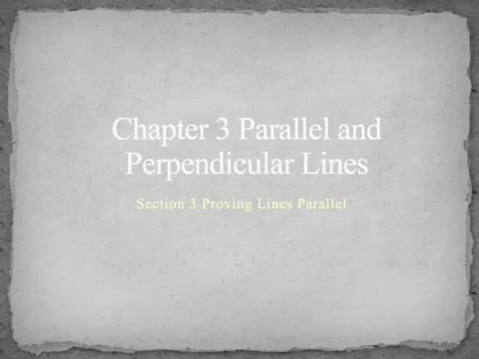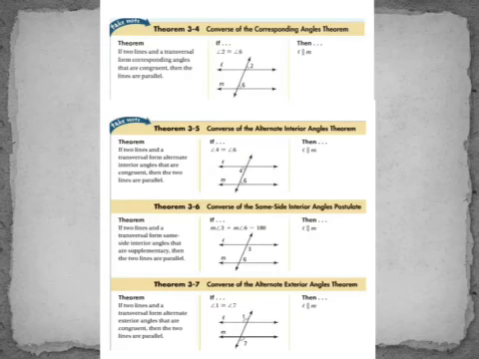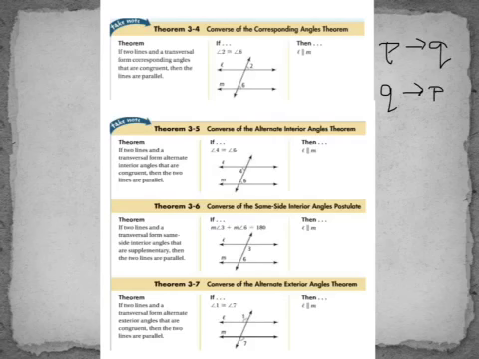Chapter 3, Section 3, Proving Lines Parallel. So here are a few theorems. Now these are all converses, meaning we had the corresponding angles theorem in the last section. Now we've taken the converse. So instead of P implies Q, now we're looking at Q implies P. And it is also a true statement.